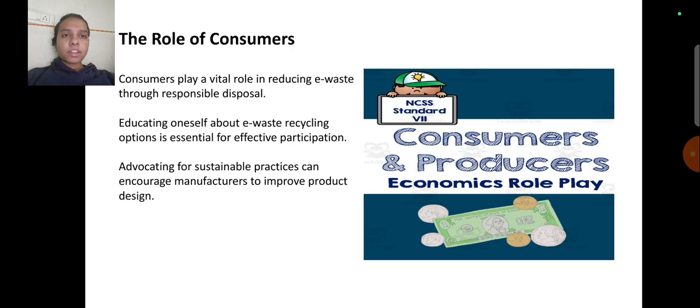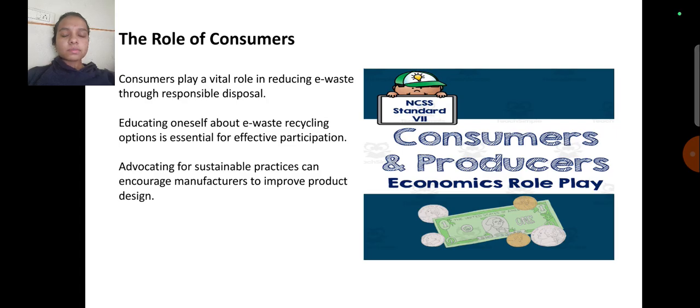And next, the role of consumers. Consumers play a vital role in reducing e-waste through responsible disposal. Educating oneself about e-waste recycling options is essential for effective participation.